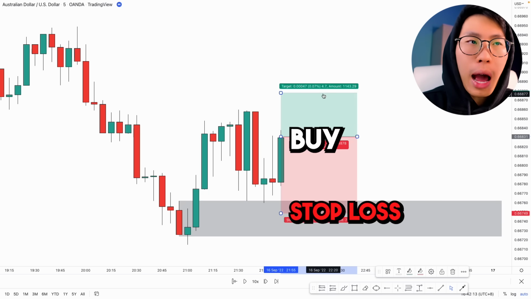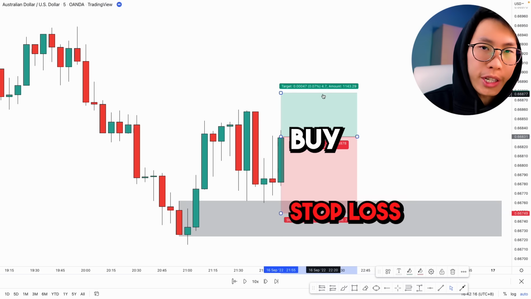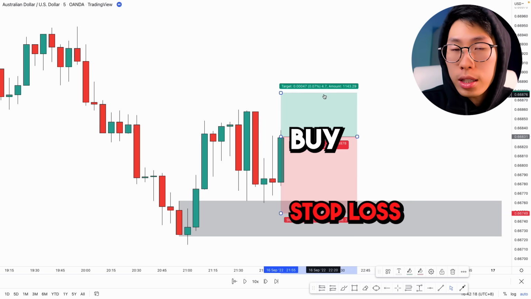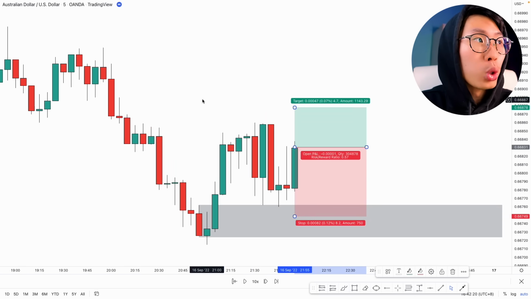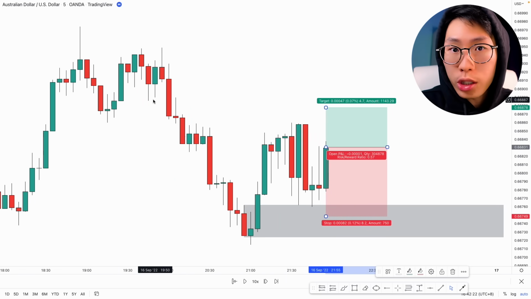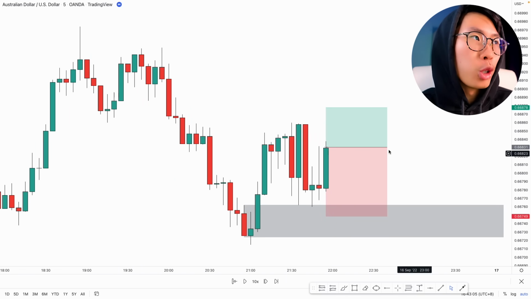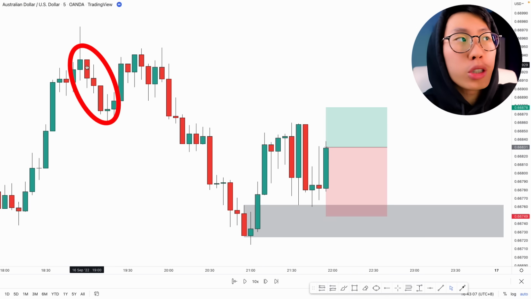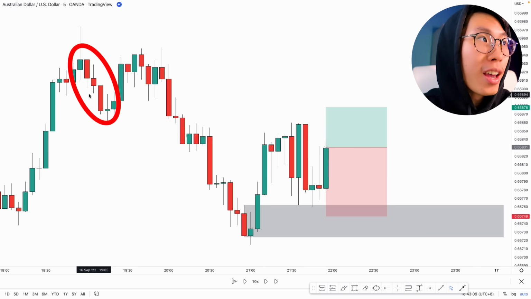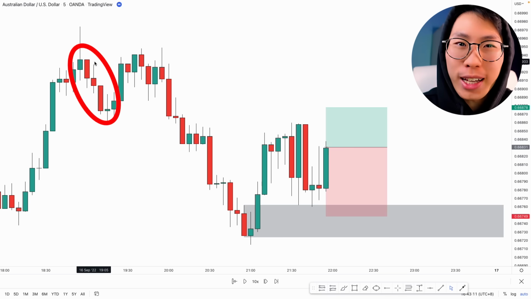So for your take profit, I want to place my take profit at a key resistance area or a key supply area. So I'm going to be looking towards the left and see where price last stopped. If you look towards the left, you will see that right here, price gave us 3 red momentum candlesticks. So right here, there is a supply zone.